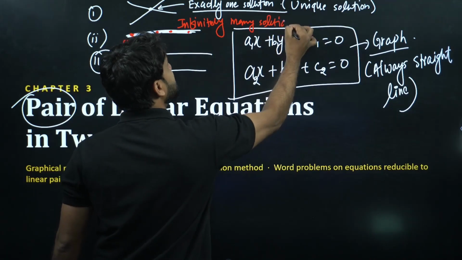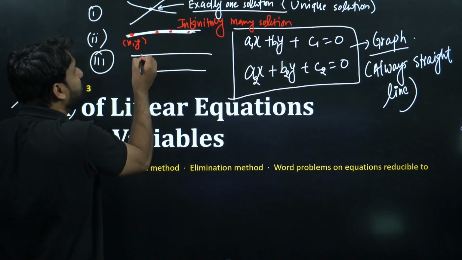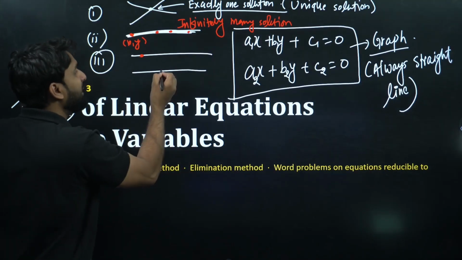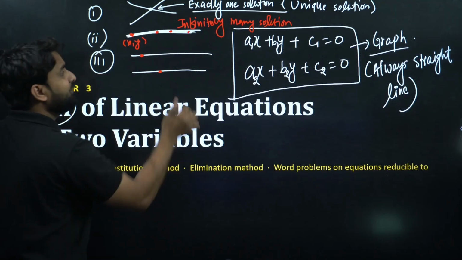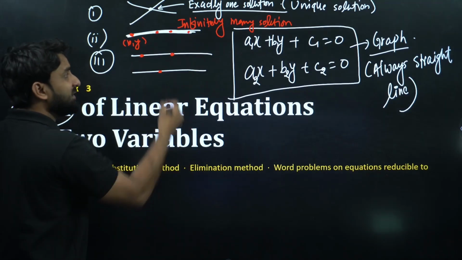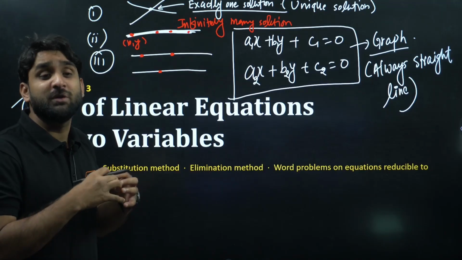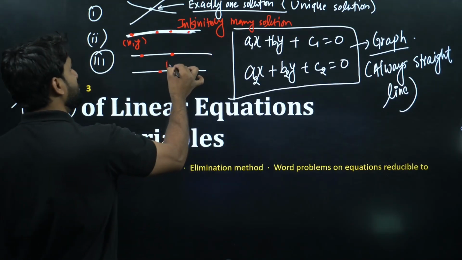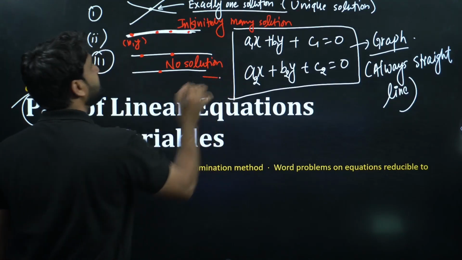But when both lines are parallel to each other, it means that if you take a point on line 1, this point will not satisfy line 2. If you take a point on line 2, that point will not satisfy line 1. So there is no common solution. There is no common value which will satisfy both equations. So in this case, no solution will be there. I hope this is clear to you all.